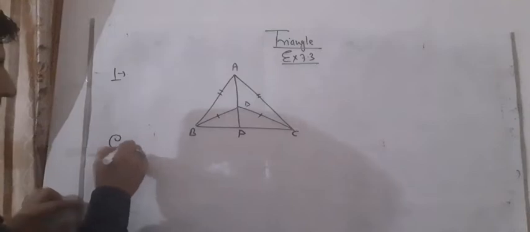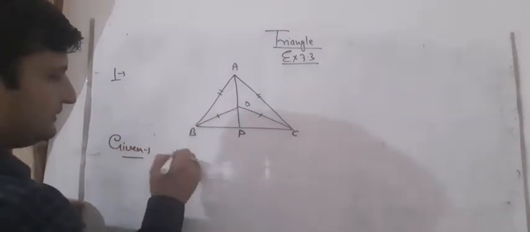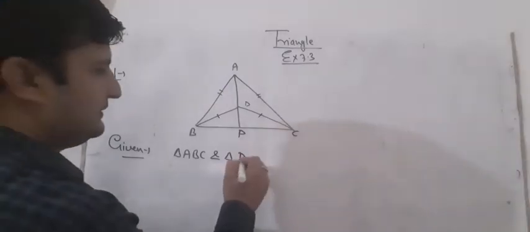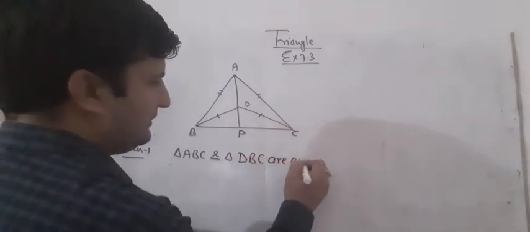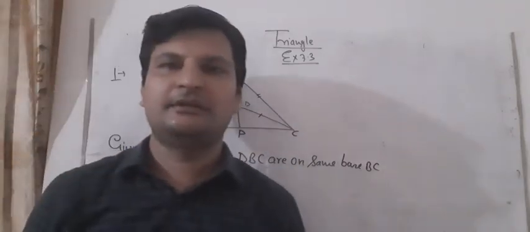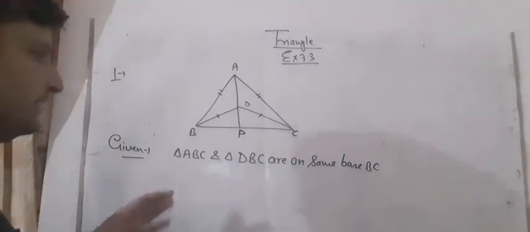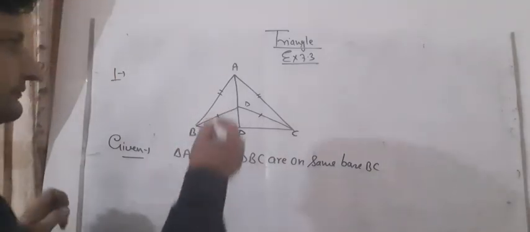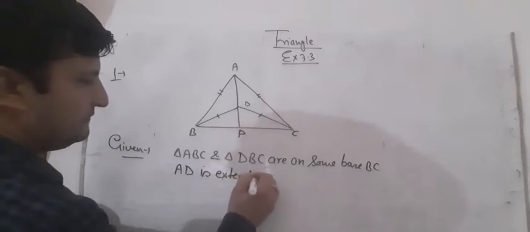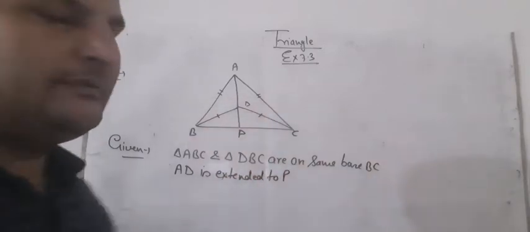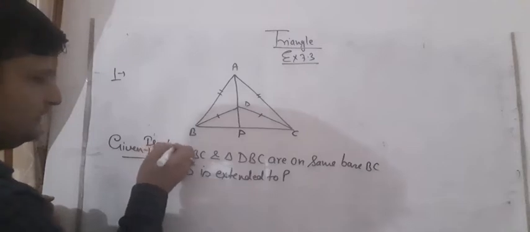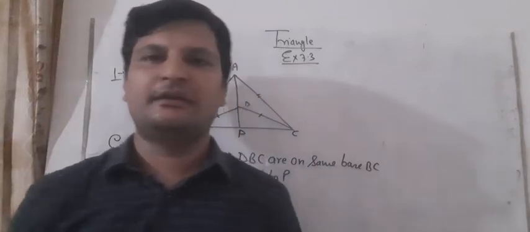So first we will write given: triangle ABC and triangle DBC are on the same base BC, and AD is extended to P. Triangle ABC and triangle DBC are isosceles triangles, so we will write that triangle ABC and triangle DBC are isosceles triangles.